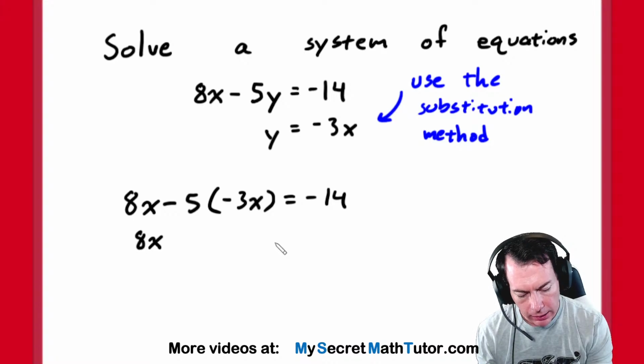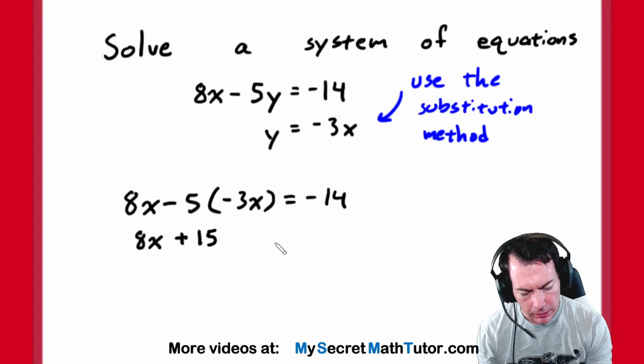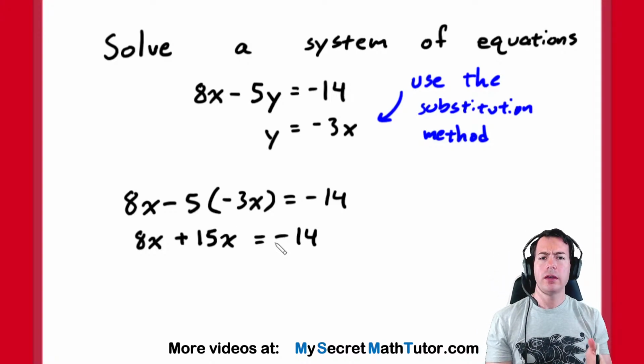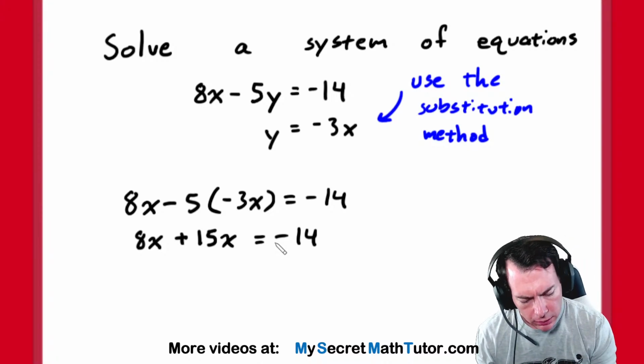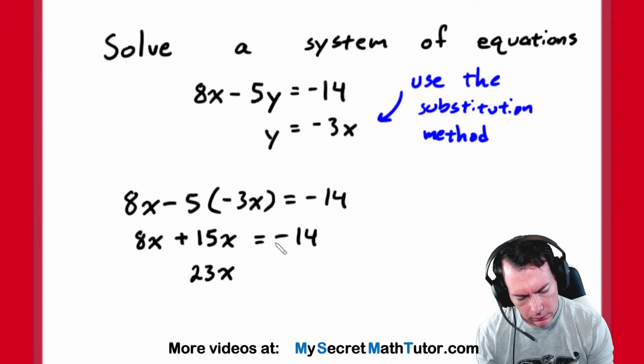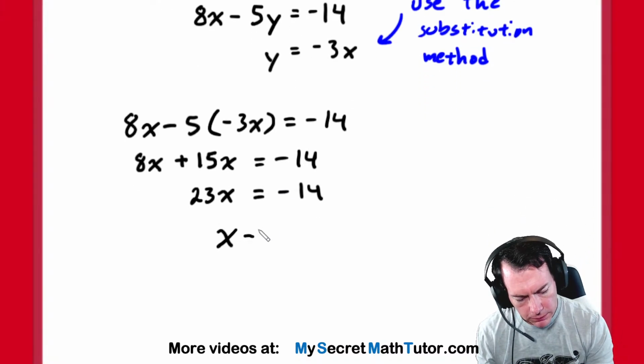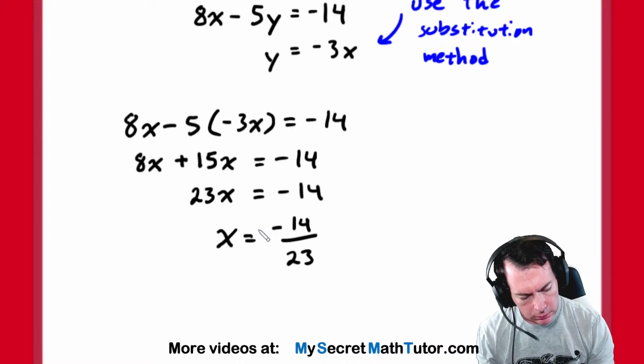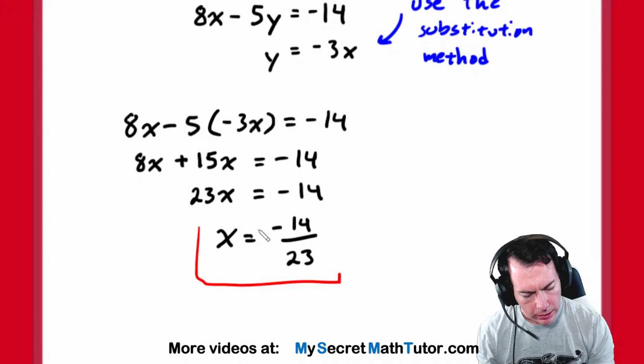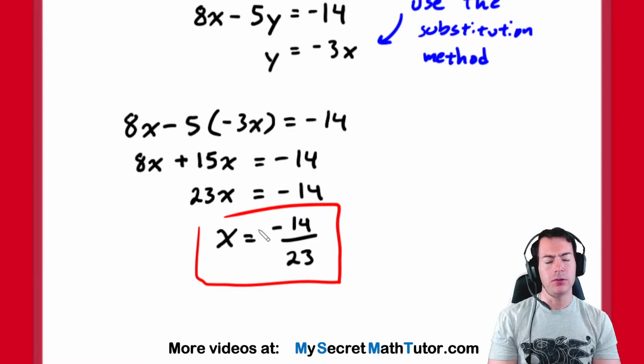So I still have the 8x. Minus times a minus will be a plus. 5 times 3 will be a 15. And then we can go ahead and combine the 8 and the 15 together. So 8 plus 15, what is that, 23x? Looks pretty good. One last step here, it looks like we would divide both sides by 23. And we have half of our solution.